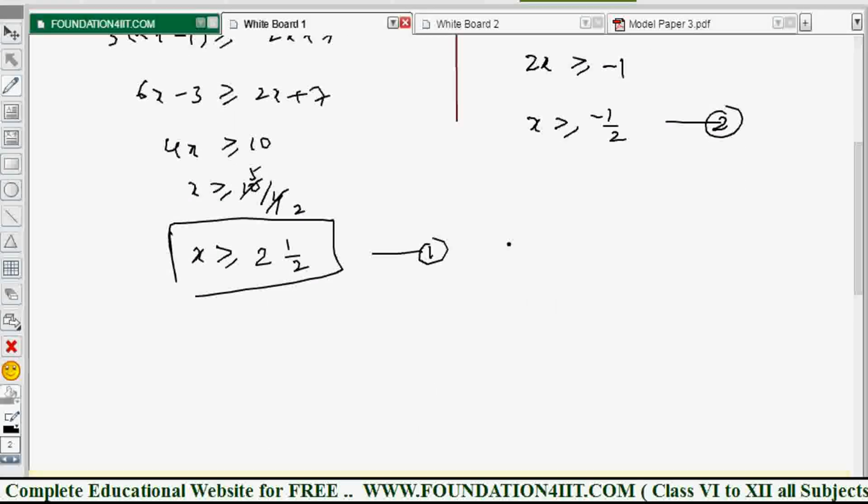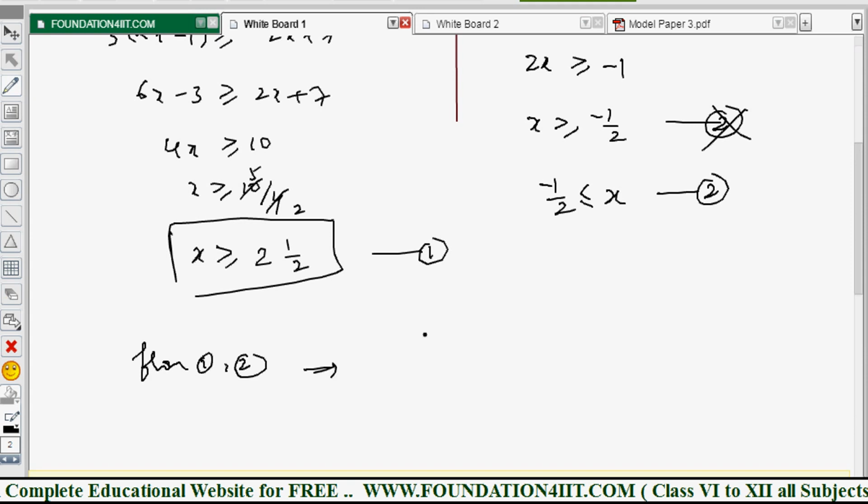Let us take the solution set from 1 and 2. x is greater than or equal to minus 1 by 2, and x is greater than or equal to 2 1 by 2. Both are greater only, so we need to take the common values. Interchanging, x greater than or equal to minus 1 by 2 means minus 1 by 2 is less than or equal to x. We take this as the second inequation.